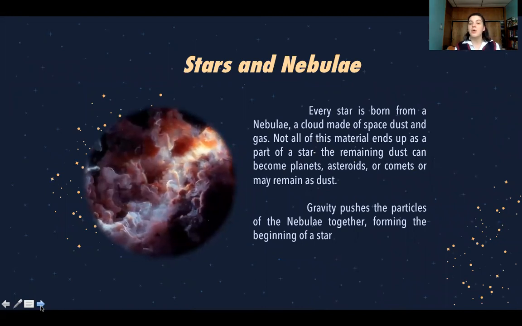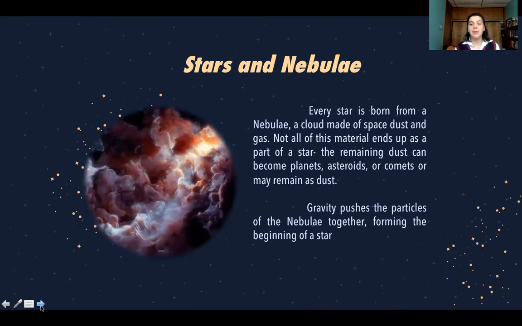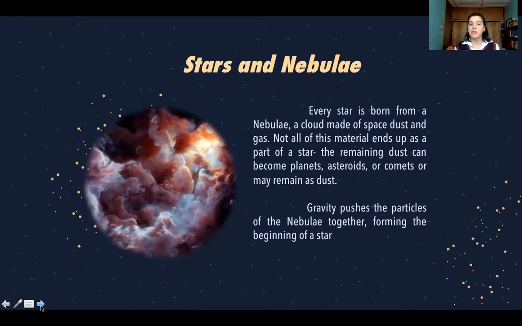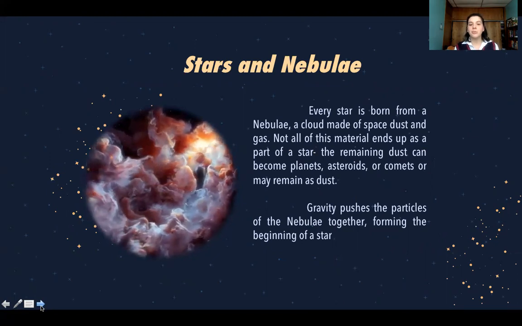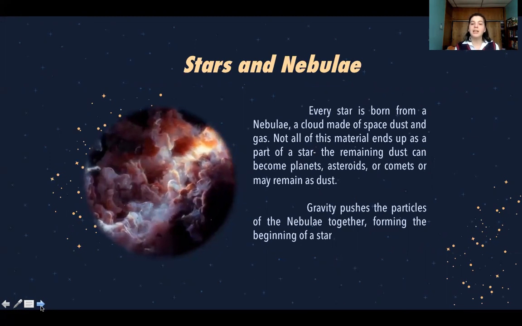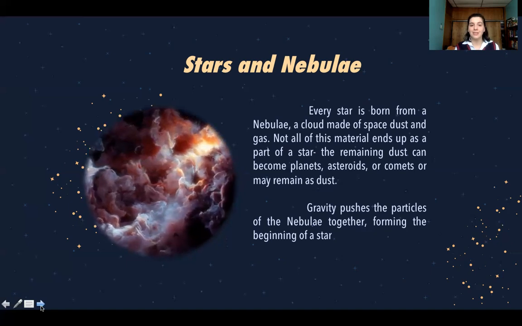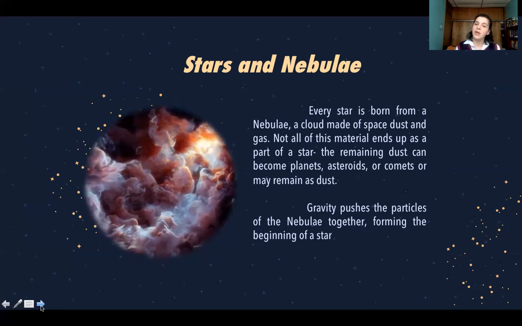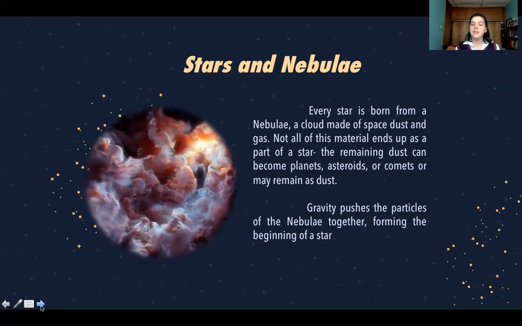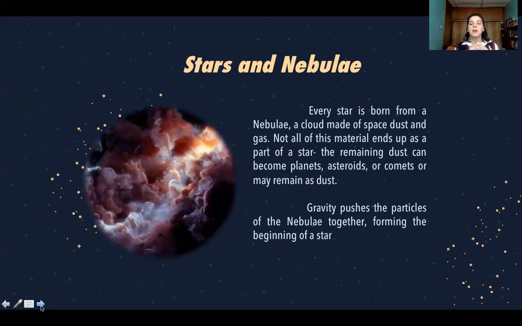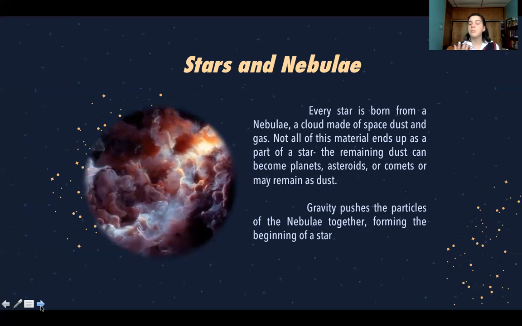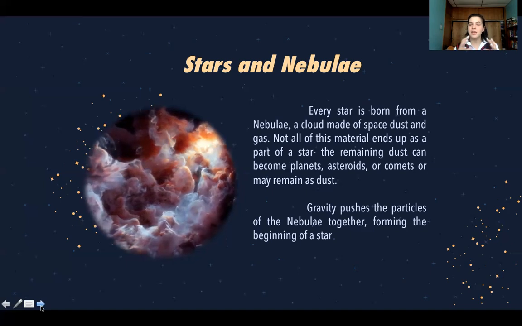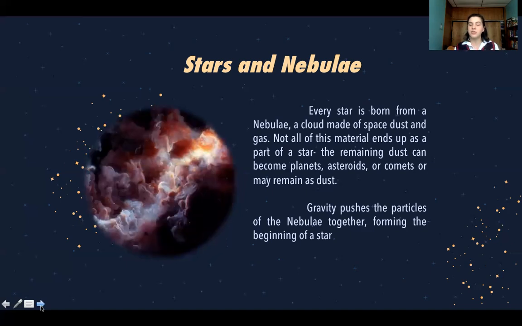Before we discuss how we obtain black holes from the stars, we must know where stars come from. We discussed this in our class of the Big Bang Theory. If you recall, we discussed that stars come from nebulas. Every star is born from a nebula, a cloud made of space dust and gas. Not all of this material ends up as part of a star. The remaining dust can become planets, asteroids, or comets, or they may remain as dust. Gravity pushes these particles of the nebula together, forming the beginning of a star.